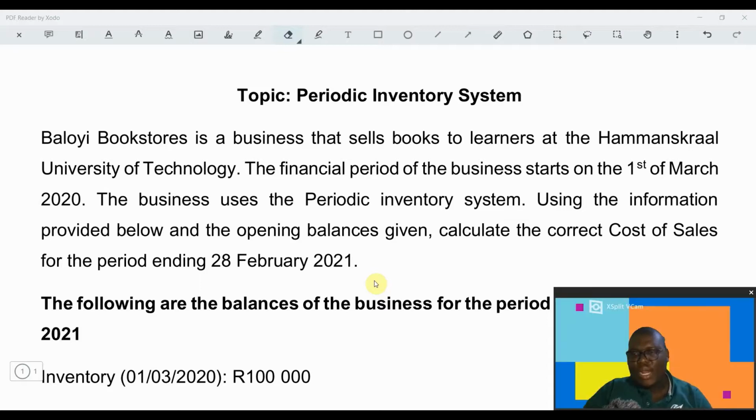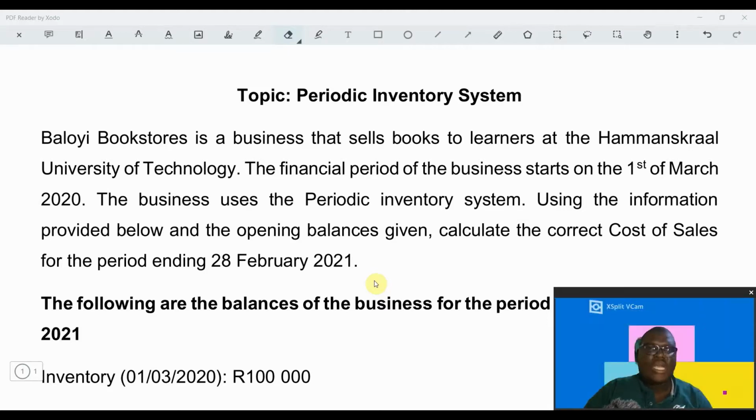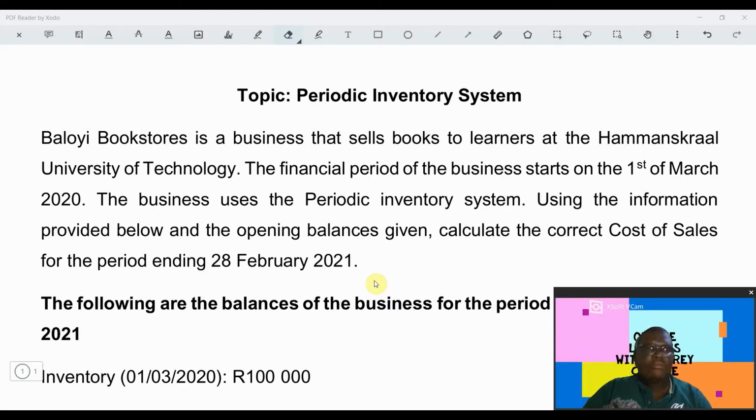Today we're going to be focusing on how to calculate cost of sales using the periodic inventory system. From the information that we are given, we are told that Baloyi Bookstores is a business that sells books to learners at Hammanskraal University of Technology. The financial period starts on 1 March 2022. And they're saying that the business uses a periodic inventory system. Using the information provided below and the opening balances given, calculate the cost of sales for the period ending 28 February 2021. So once we are given information like this, we need to establish certain things first.